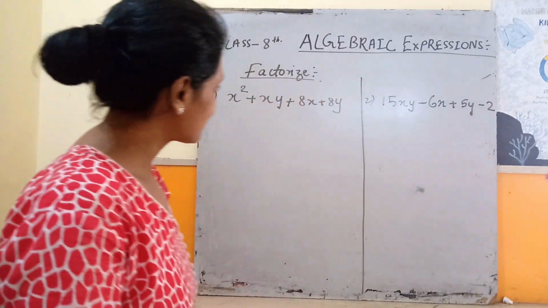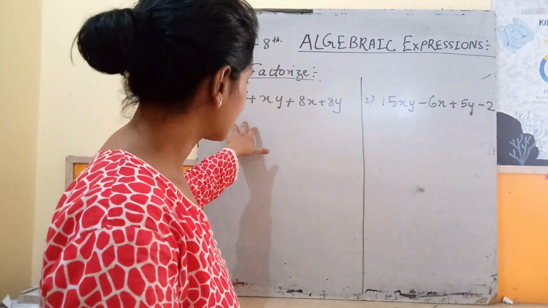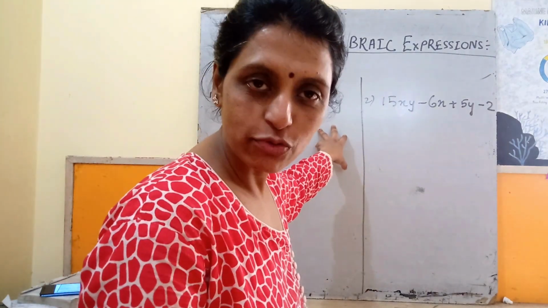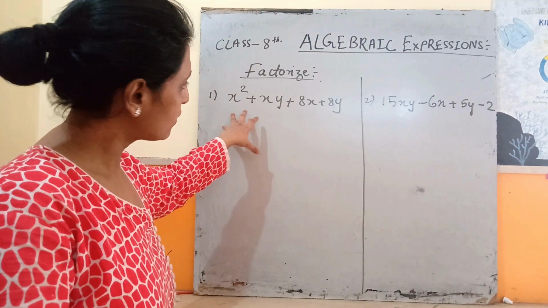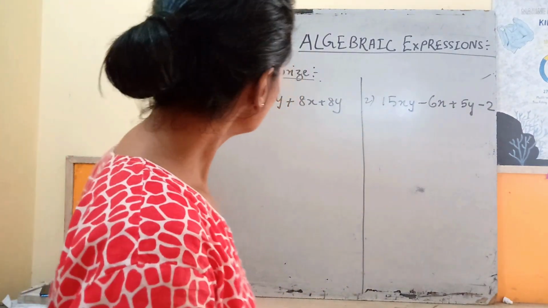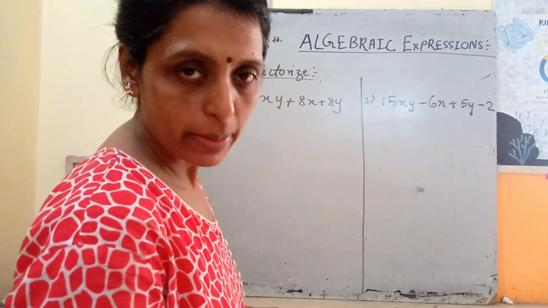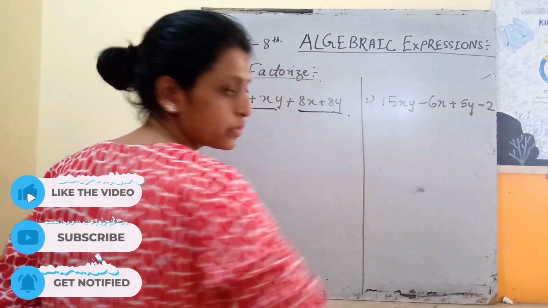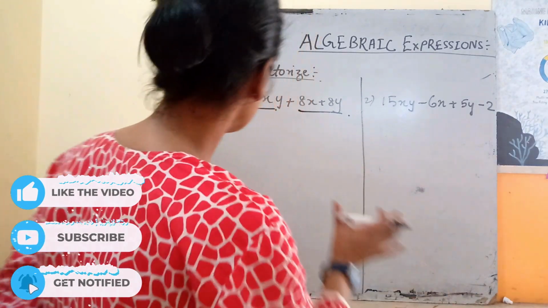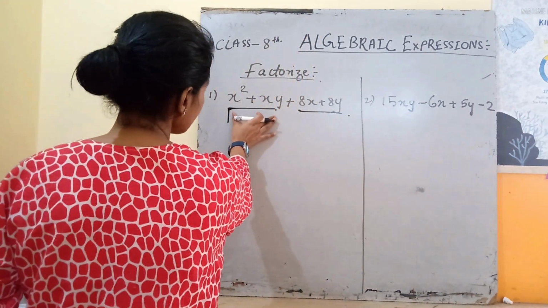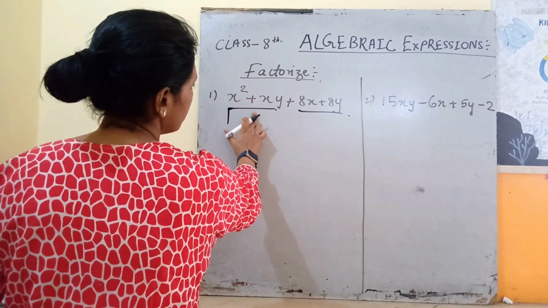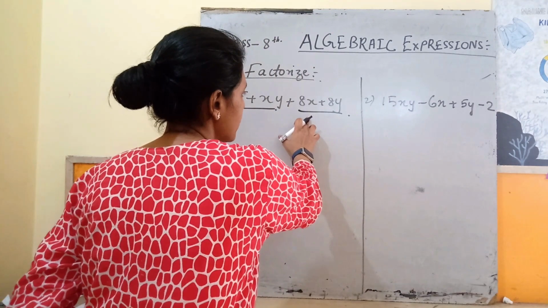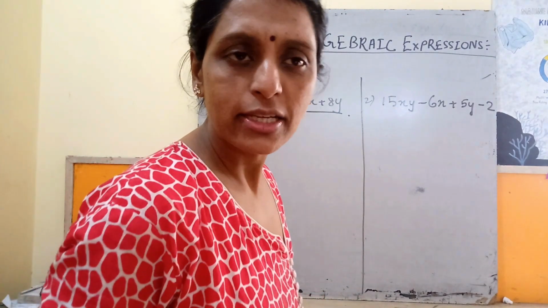The first question is x square plus xy plus 8x plus 8y. We have to factorize it. Children, you can see that there are four terms, so what we can do is pair them, taking two terms each. The first pair is x square plus xy, and in the second pair we have the terms 8x plus 8y.